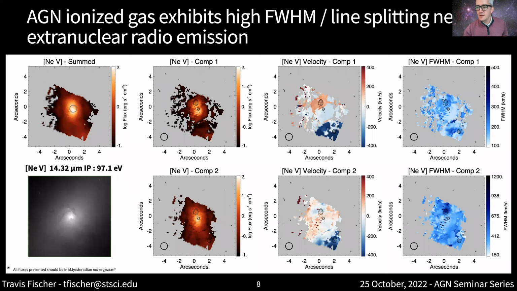But if we're just focusing on where the radio structure is, which is the black contours over the data, you can see that the radio contours exist near the large full width at half max gas in component 2. And then again, there's also just that splitting going on.